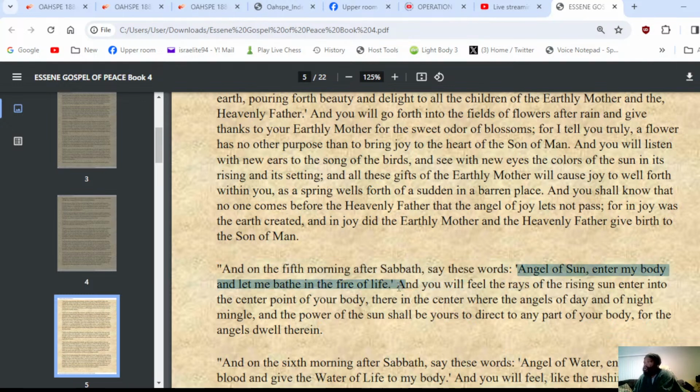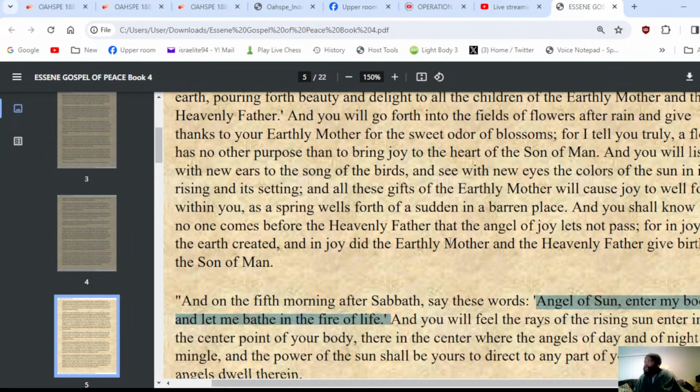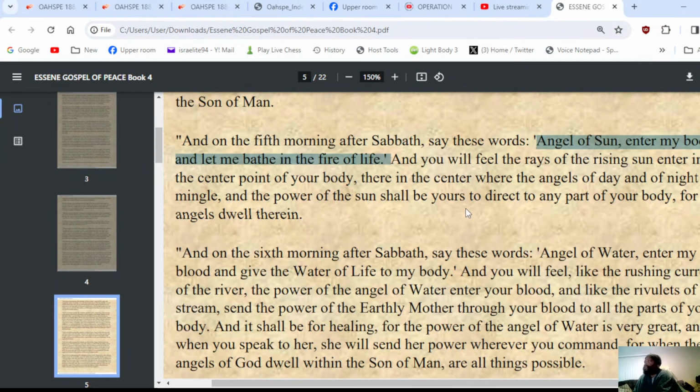So we're going to say these words 3 times together on 3. The highlighted words. You have to be looking at the screen. Okay, ready? 1, 2, 3. Angel of sun, enter my body, let me bathe in the fire of life. Again, 1, 2, 3. Angel of sun, enter my body and let me bathe in the fire of life.